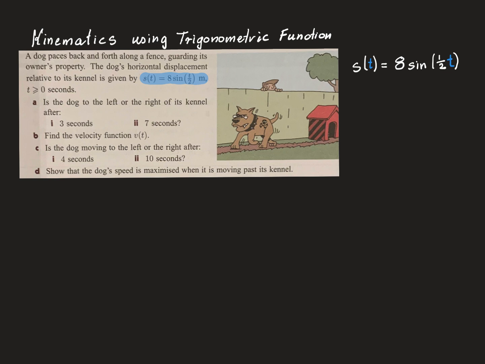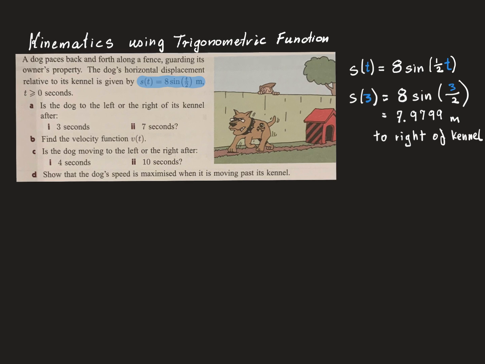Now, you don't need all these decimals, but I did it for a reason. And in this particular question, we don't really even need to give that number. All we need to say is whether it's to the left or to the right. Well, we know that positive means that the dog is to the right of the kennel. And when we do the calculations for the 7 seconds, we find that we get a negative number of 2.806 meters. Now that means that the dog is now to the left. And that's all we need.